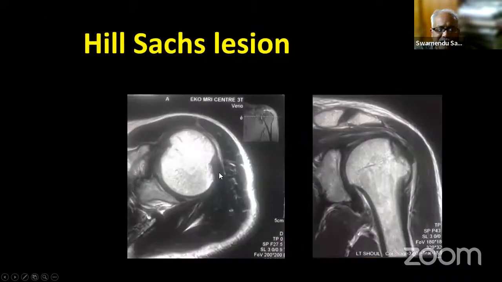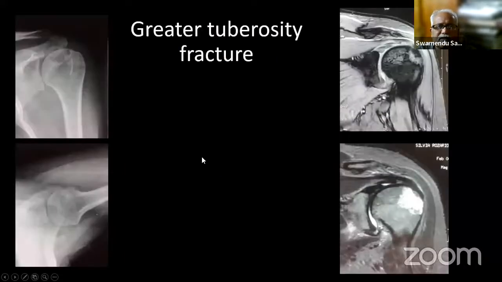Even with this axial cut, you can see there is a big Hill-Sachs lesion. So you cannot miss that Hill-Sachs from here. Even in this cut also you can see, but better to take this axial cut so that you can understand. You can see whether there is any tear in the front, but mostly with the instability or the recurrent dislocation, you will find this sort of Hill-Sachs in your picture.